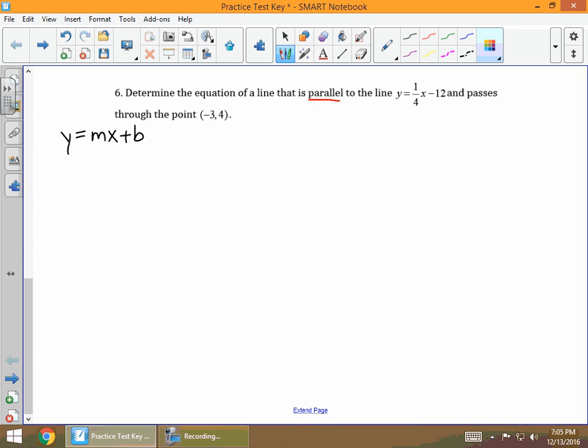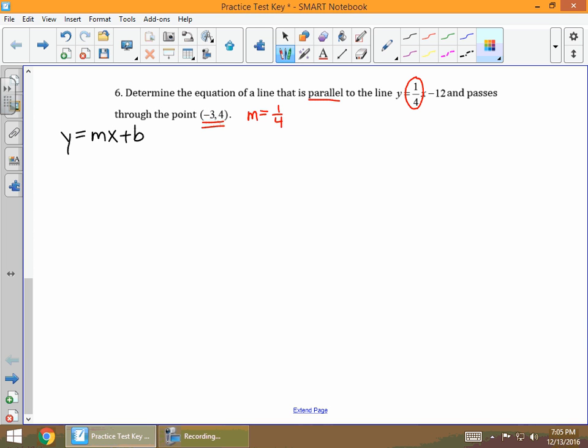Well, this line has a slope of 1/4. So I know the m. The slope is going to be 1/4. Parallel, same slope. And then it tells me it goes through the point -3, 4. So I'm going to use that to find my b value. So what is b? Well, I know an x value is -3. I know my y value is 4. And I know my m is 1/4.